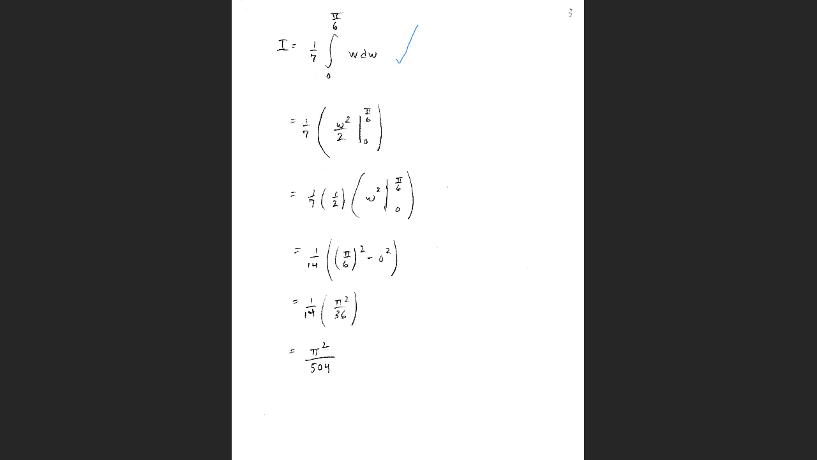And you notice sometimes what happens is students like to go back to the previous variables, but you don't need to. We're working with variable w now, and these are my w limits right here, 0 and pi over 6. So I'm just going to proceed forward and integrate this, and if I do, I'm going to get pi squared over 504. Let me give you a moment to copy that down.